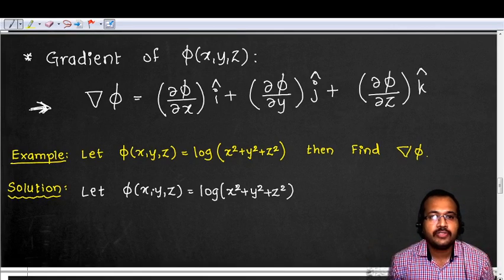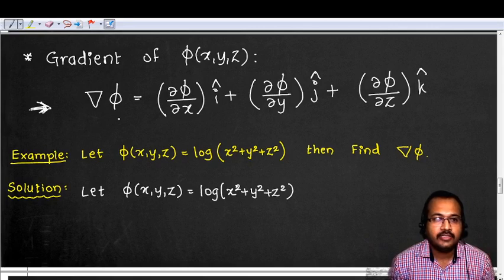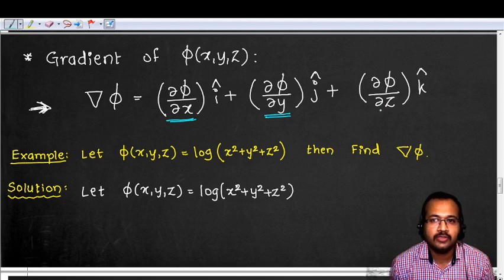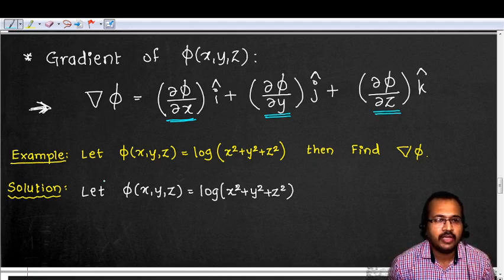The gradient of a scalar function phi is defined by del phi is equal to the partial derivative of phi with respect to x along the x-axis, plus the partial derivative of phi with respect to y along the y-axis, plus the partial derivative of phi with respect to z along the z-axis. So let's solve one example.